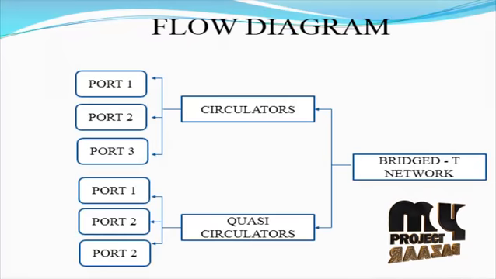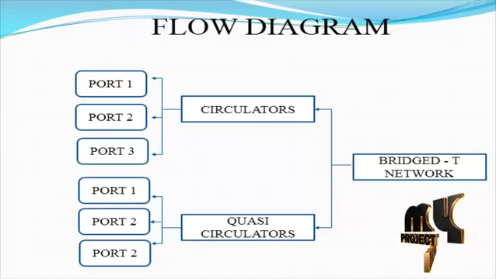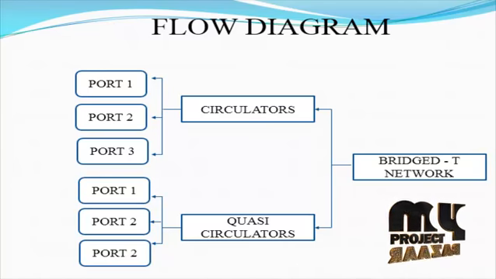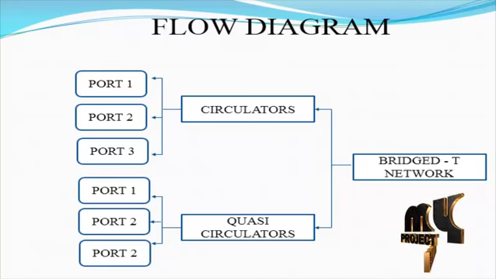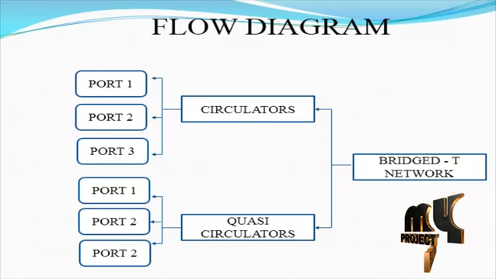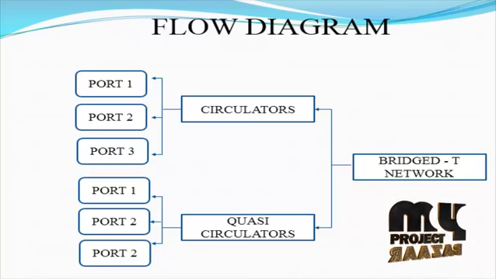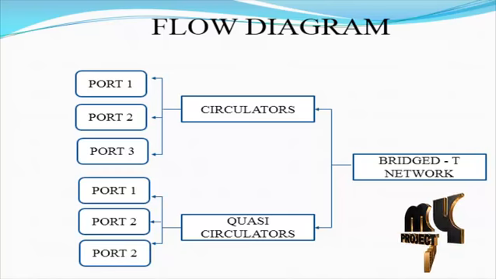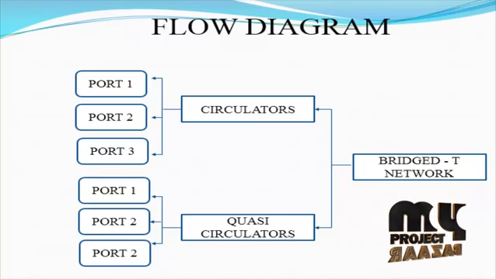Next we are going to see the flow diagram for our product. It consists of circulators and quasi-circulators. The circulators and quasi-circulators are based on the Bridge-T networks. Circulator has 3 ports and the quasi-circulator also has 3 ports. The design of the circulators will be analyzed by scattering parameters.